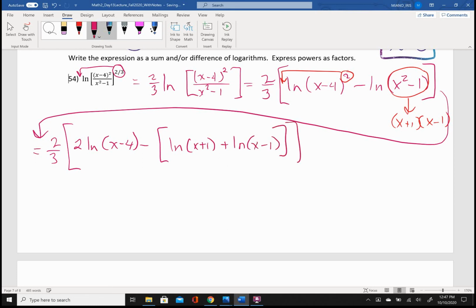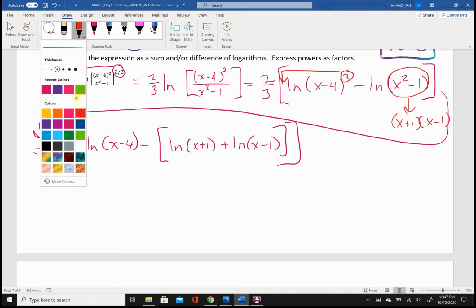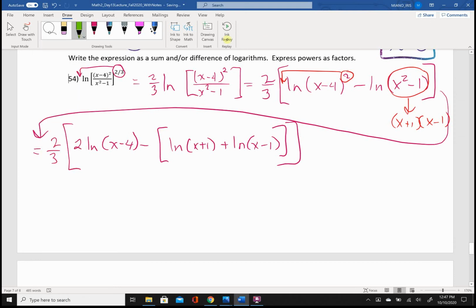At this point, we have some distribution to do in order to get it in the final form that we want here. So let's be very mindful about this. This 2/3 has to multiply all the way through. This negative sign has got to be put in front of these 2 natural logs inside of this innermost bracket, and there we'll have it.